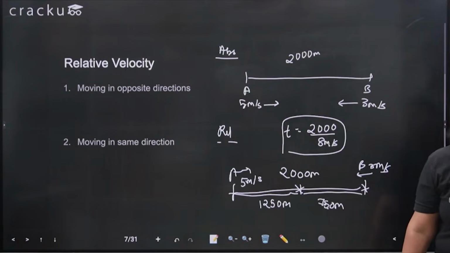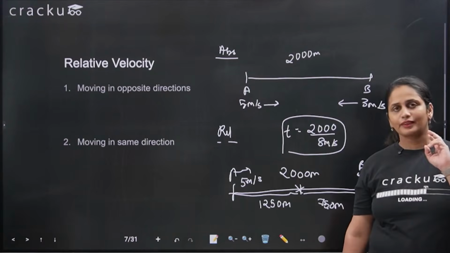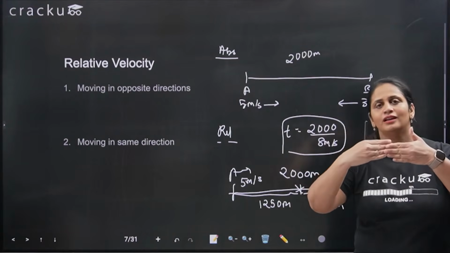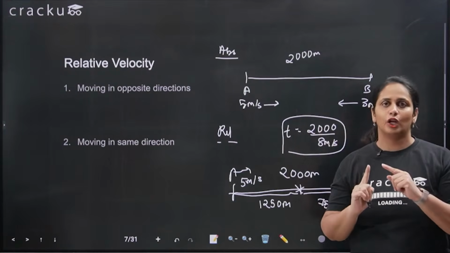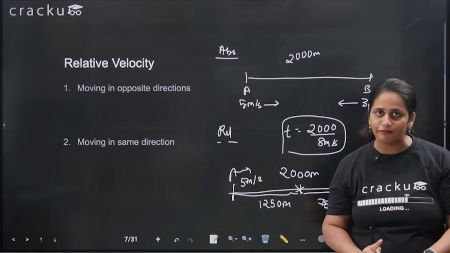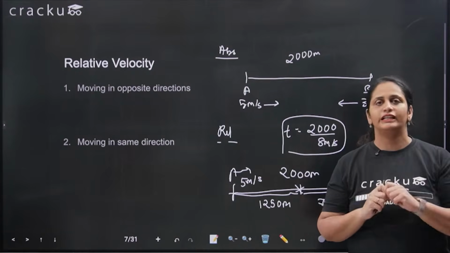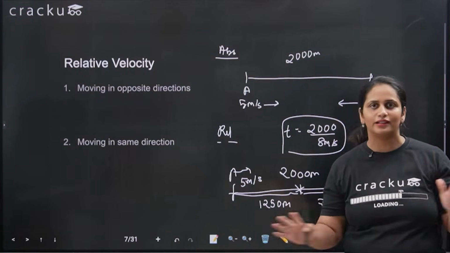These are the only two things that I want you to remember. If things are moving in opposite directions, add; same direction, subtract. And when you are using relative velocity, use it only to calculate the time of meeting. To calculate the point of meeting, use absolute values, don't consider relative velocity.